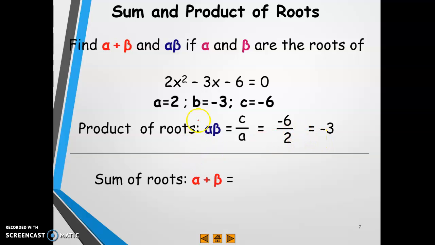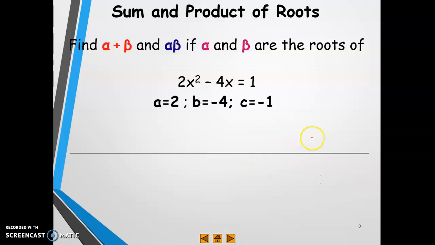And our sum, which is negative B all over A. So negative, again, the value of B is negative, so don't forget the negative sign. So negative times the negative 3 all over 2, which is positive 3 over 2 or 1.5, or you can just use this fraction, 3 halves, okay? So your sum is 3 halves, your product is negative 3. Let's proceed to the next example.